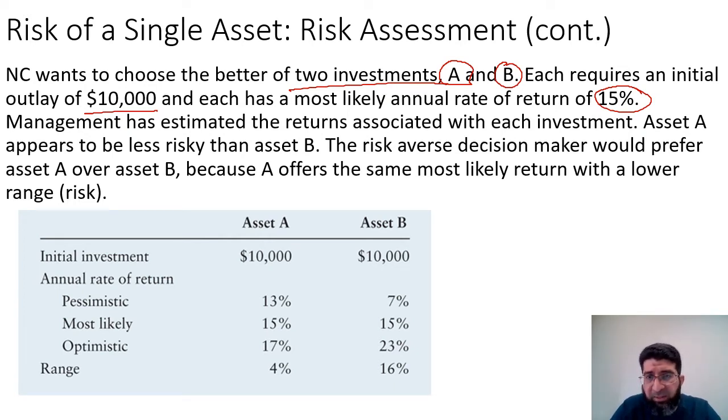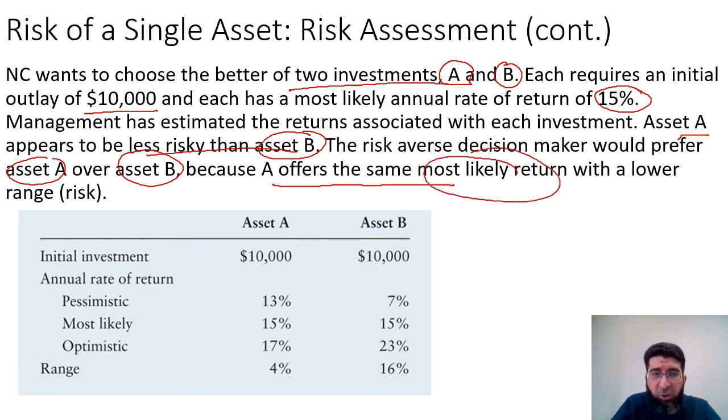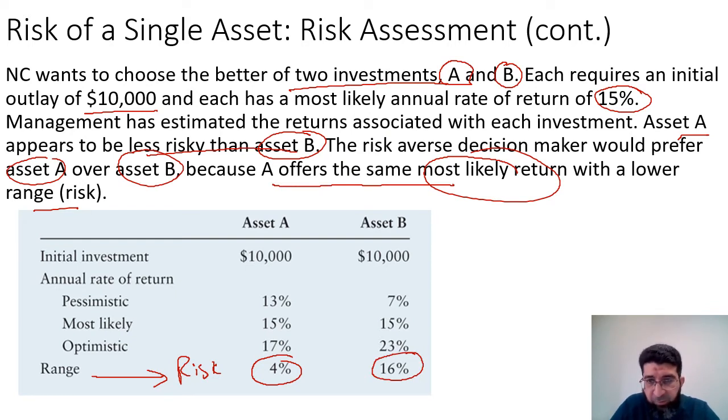So asset A appears to be less risky than asset B. The risk-averse decision maker would prefer asset A over asset B because A offers the same most likely return with a lower range. So you can see this determines the risk. Asset B has a wider risk, which is maximum minus minimum return. So this is how the returns are spread.